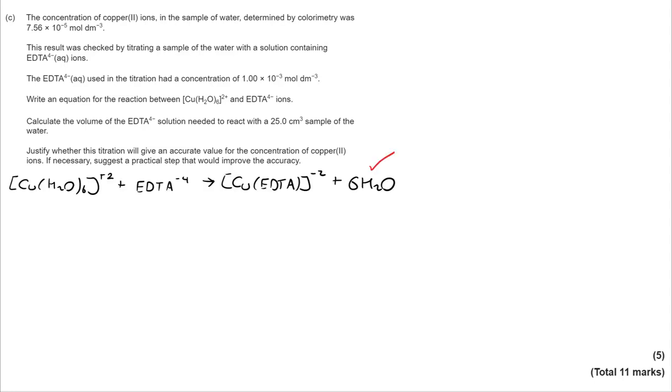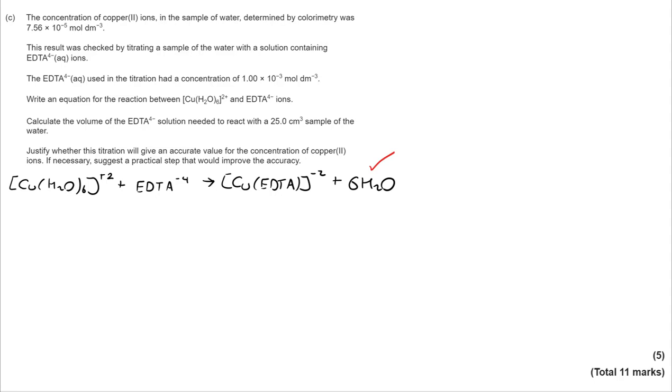For part C, we've got a 5-mark calculation. Concentration of copper ions given. Result was checked by titrating a sample of water with a solution containing EDTA 4-. If you take the time to read through, and then we will have a look at how we're going to go about answering it. As always, I'm going to recommend that if you are given values, make a note of them and work out what you can work out with what you've been given.